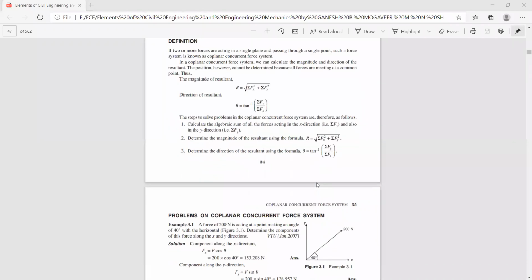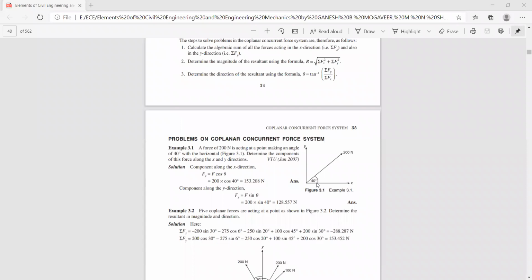Next we shall solve some problems on concurrent force systems. We shall start with a very simple problem. Here you have an xy plane and a force of magnitude 200 Newton, which makes an angle of 40 degrees with respect to the horizontal axis. Now we have to find the magnitude and direction of the resultant.